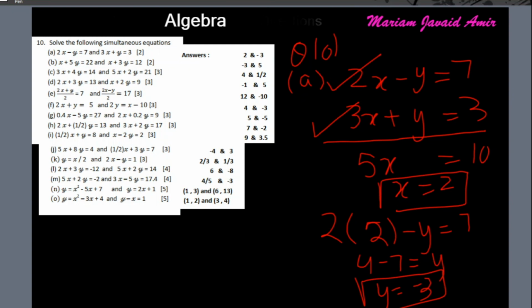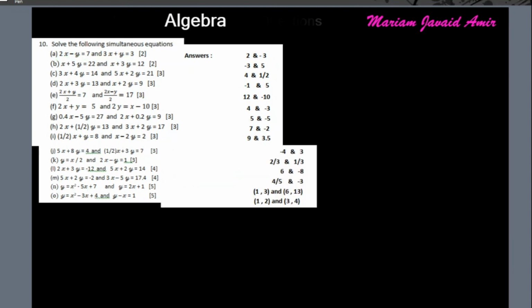What you can do is, if you want to check your answer, you can always put the values you got back in these equations, and if the left hand side equals the right hand side, that means you got the right answer.